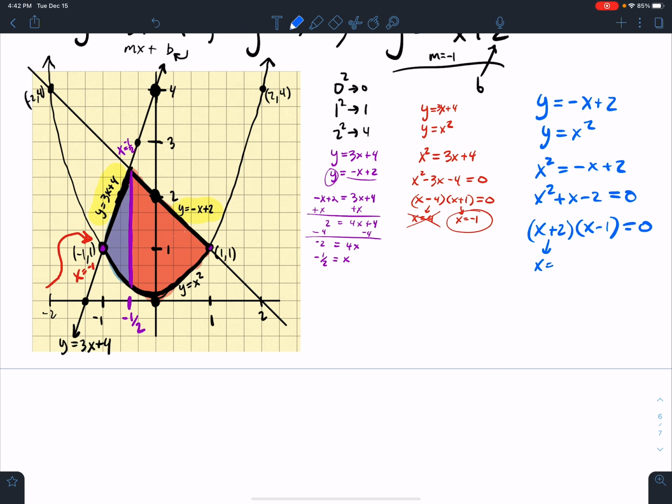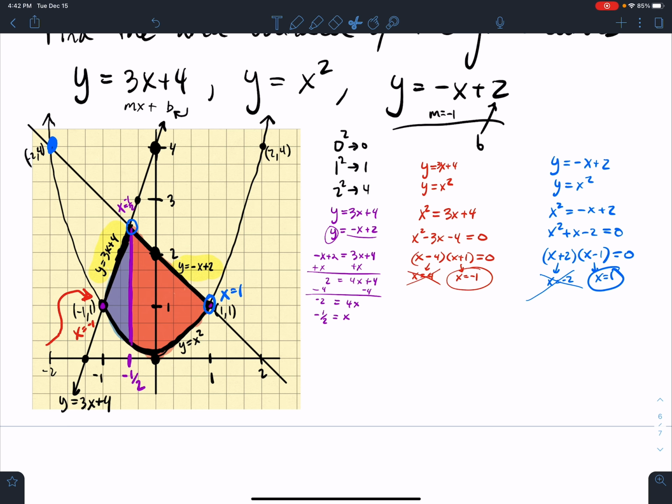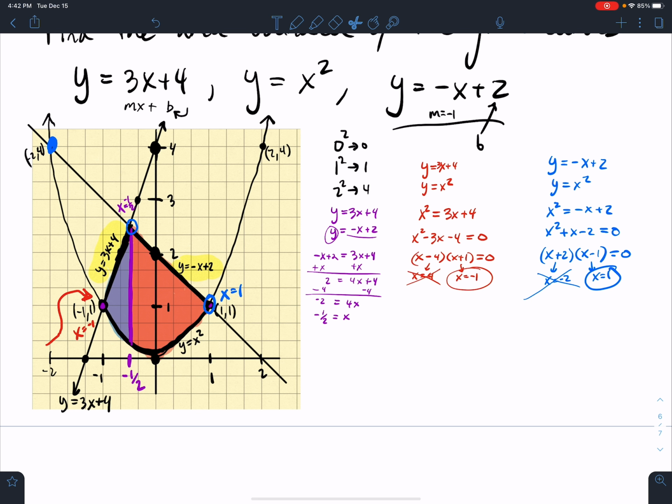So x equals -2 and x equals 1. So -2, that would be this intersection over here, which is extraneous for our purposes. What we are concerned about is this intersect right here, which is x equal to 1. So if you hadn't drawn a perfectly lined up picture like I did, then you may not have had that information. And to get that information, you set the appropriate boundary equations equal to each other.